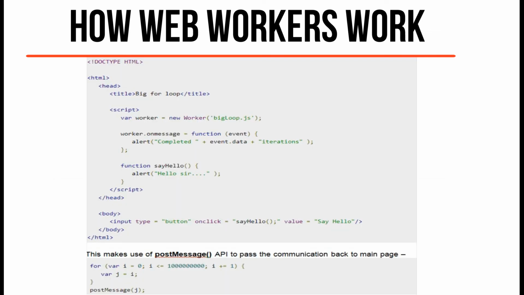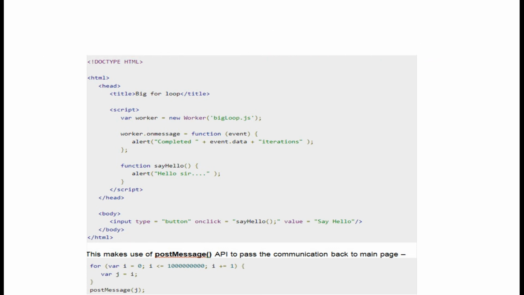Communication between a web worker and its parent page is done using the postMessage method, depending on your browser version. postMessage can accept either a string or JSON object as its single argument. Just look at this example. This makes use of the postMessage API to pass the communication back to the main page.